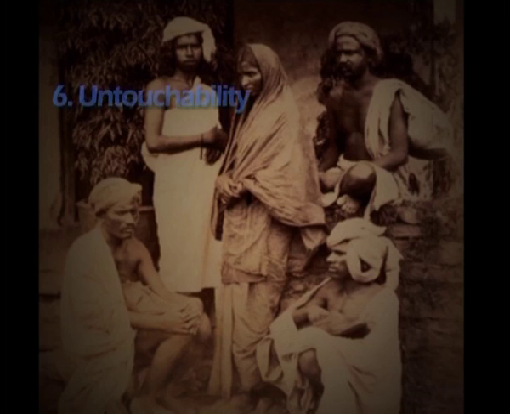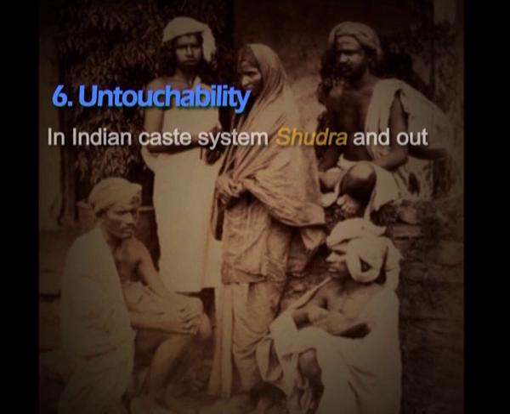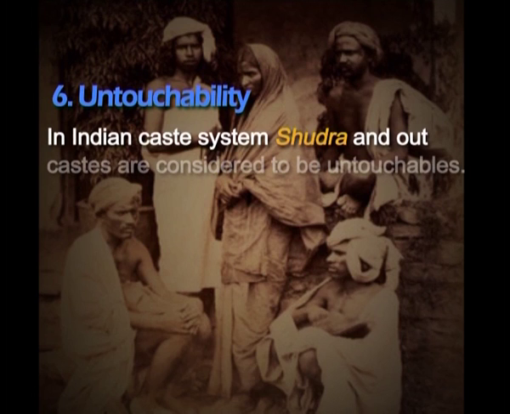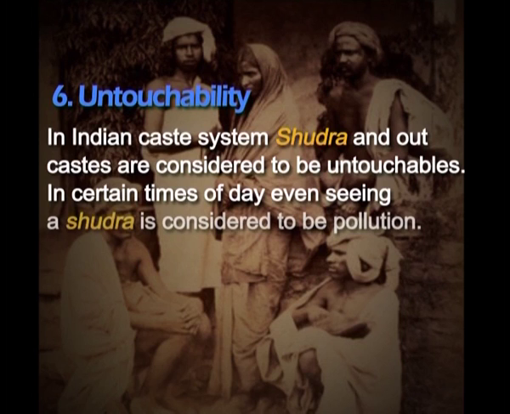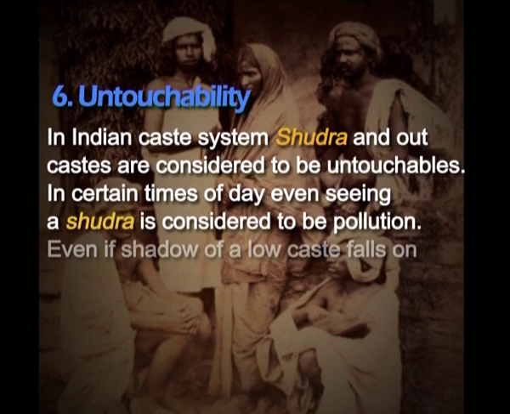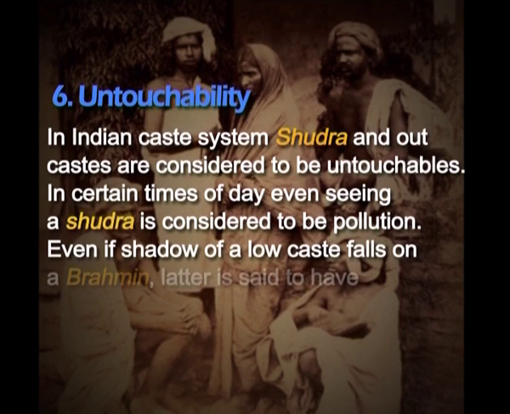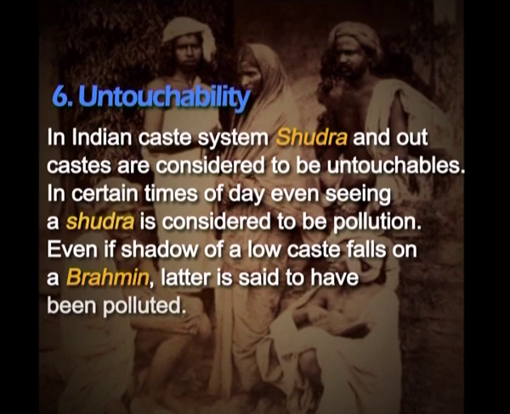Number 6. Untouchability. In Indian caste system, Shudra and outcasts are considered to be untouchable. At certain times of day, even seeing a Shudra is considered to be pollution. Even if a shadow of a low caste falls on a Brahmin, the latter is said to have been polluted.